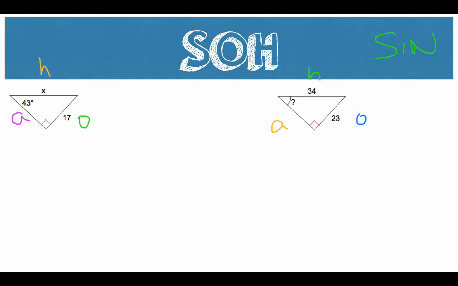So let's start off by looking at the first one on the left. When we look at it, we see some basic things. It tells us right away that sine of 43 degrees equals 17, our opposite, over our hypotenuse, which is x. So now we have to do some basic algebra to get this by itself.